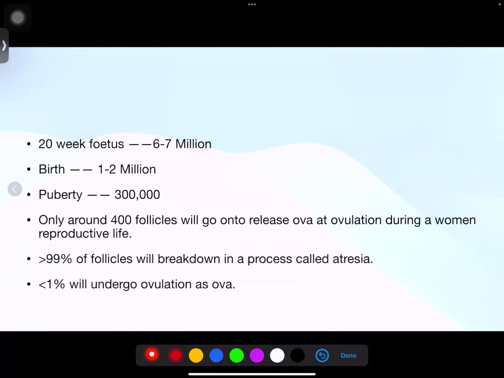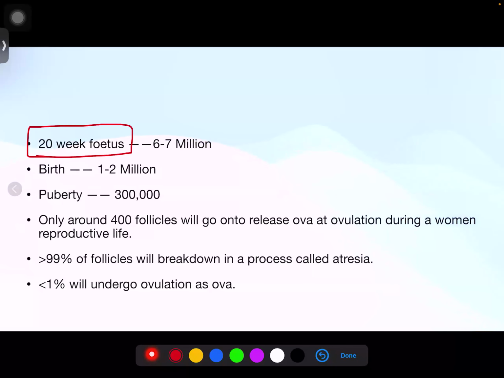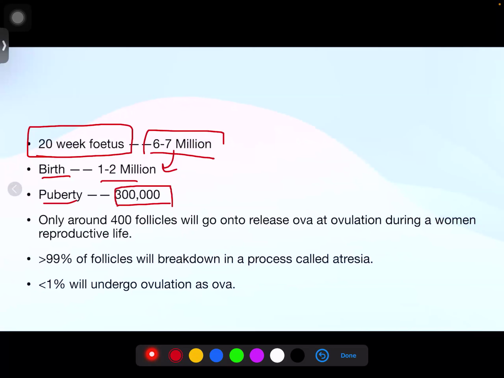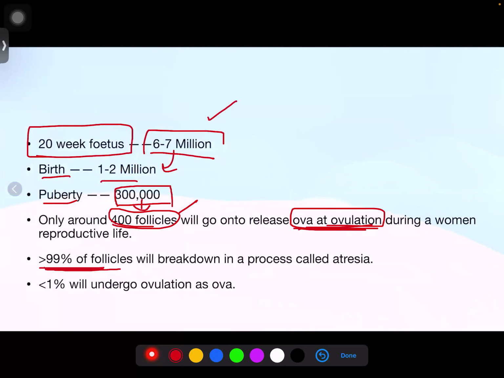Remember the maximum first: at the 5th month of gestation, 20 weeks, there are 6 to 7 million. At birth this reduces to 1 to 2 million. And from birth till puberty, 13-15 years, it falls to about 3 lakh, because they enter atresia. Out of this 3 lakh, only about 400 follicles will go on to release ova at ovulation. So just 400 follicles ovulate during a woman's reproductive life, and more than 99% of follicles, from 6 to 7 million down to 400, undergo atresia, and less than 1% undergo ovulation.